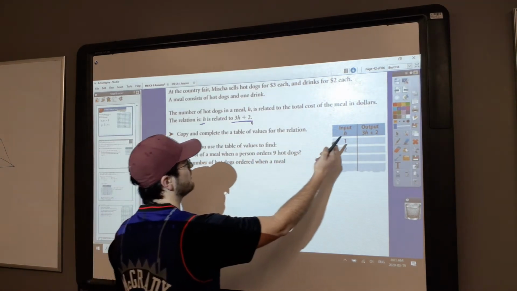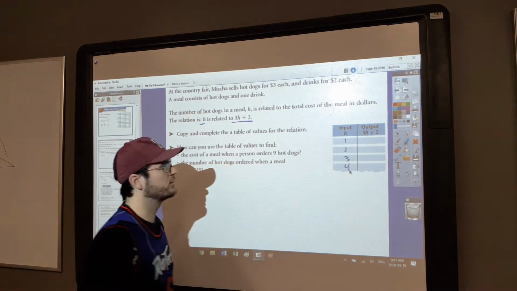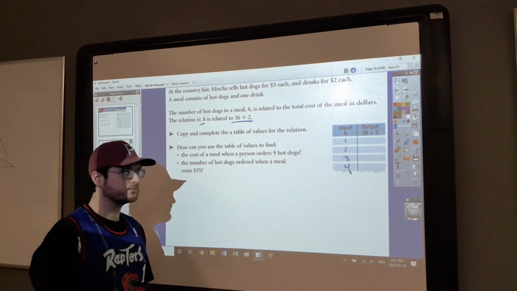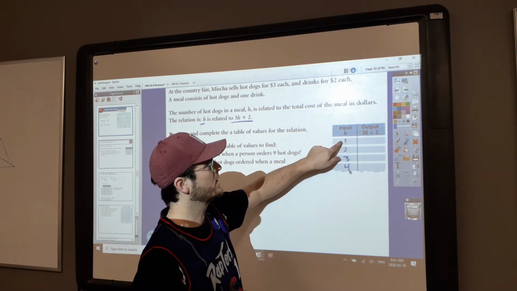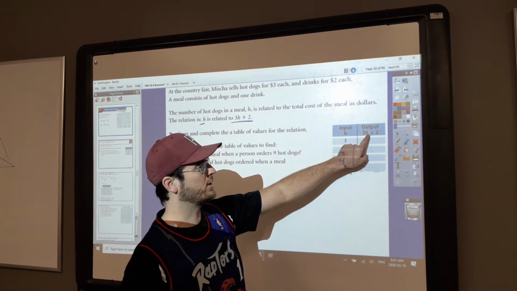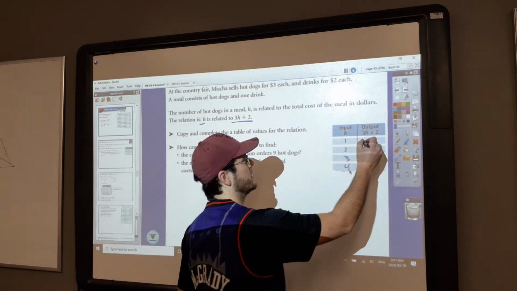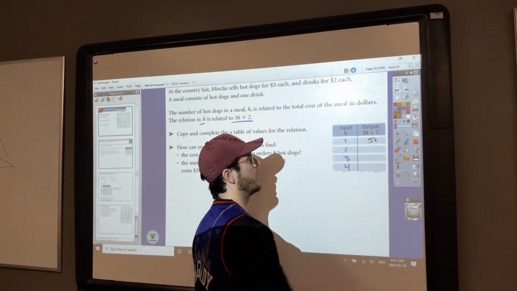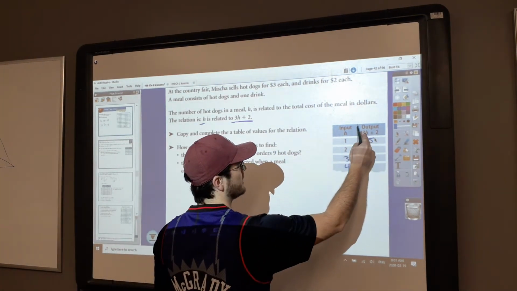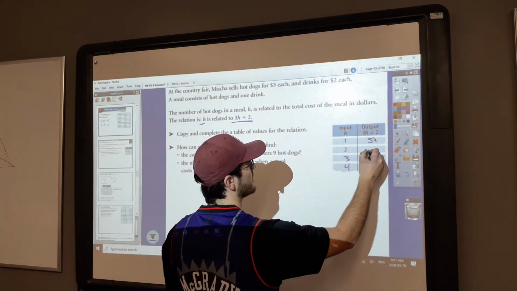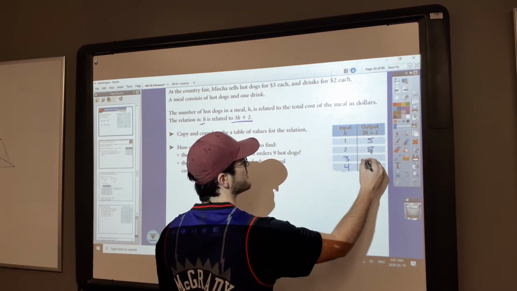It's already got it started here for us, so we typically just keep going, usually the first 4 or 5. But you'll always find a pattern, right? The way we find the pattern is we take the input and plug it in for h. So in this case, 1 times 3 is 3, plus 2 is 5. If you got 1 hot dog, your meal would cost $5. If you got 2, plug it in here: 3 times 2 is 6, plus 2 is 8. If you got 3 hot dogs, it would cost you 9, plus 2 is 11.